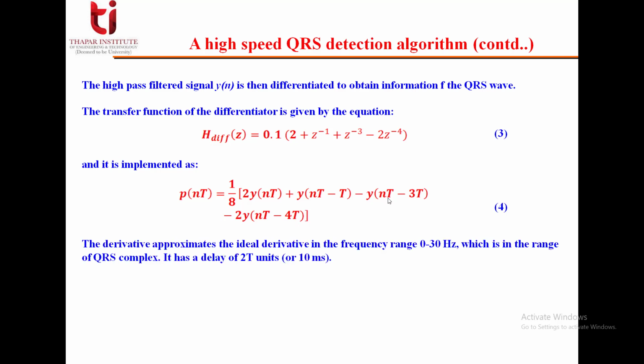So that the derivative approximates the ideal derivative in the frequency range of 0 to 30 Hz, which is in the range of the QRS complex. And it has a delay of 2 time units, or we can say 10 milliseconds in this case.